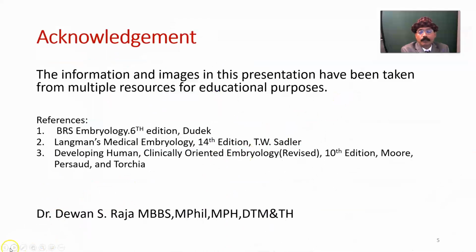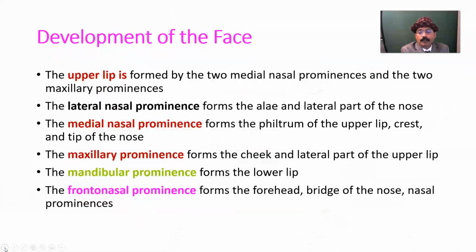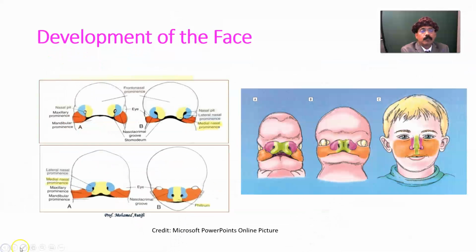Okay, so we might have some congenital defects. We have to find that out. If the fusion goes wrong, we may have problems in cleft formation. We may have hare lip, cleft palate.